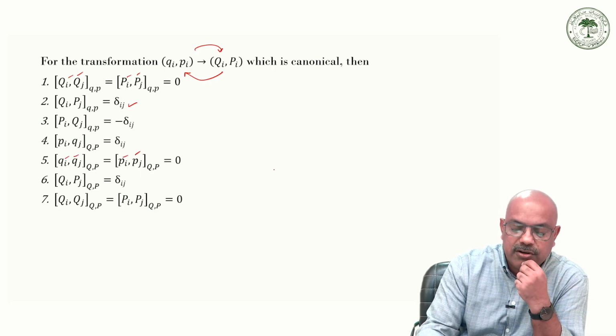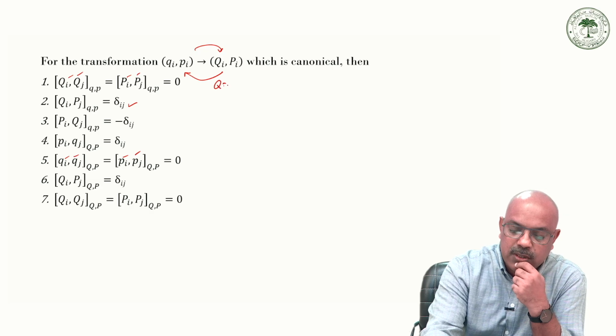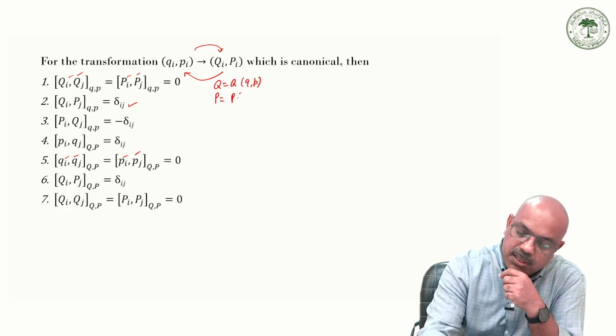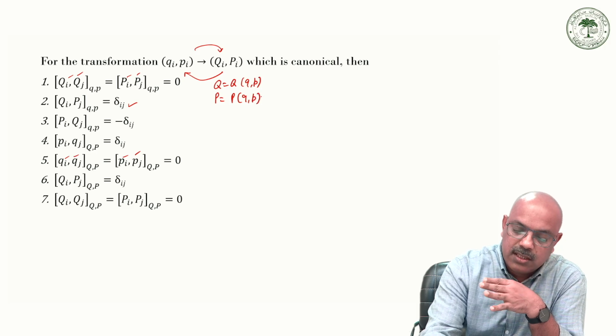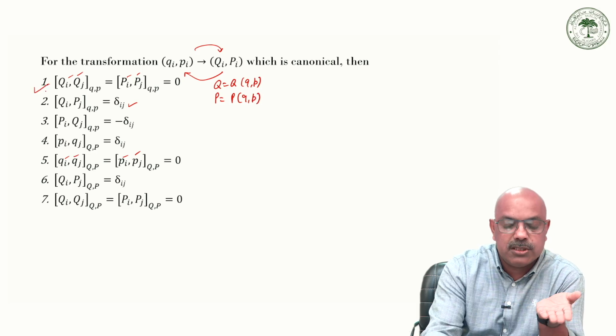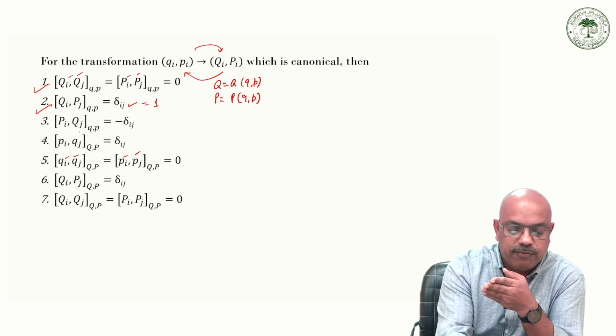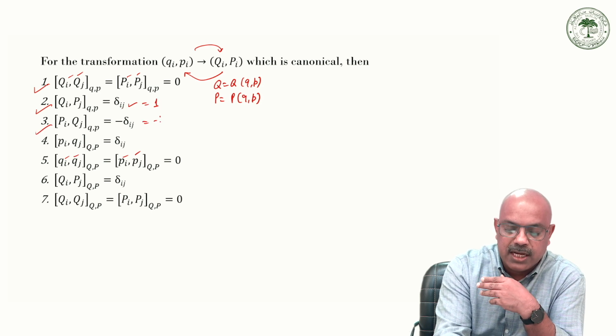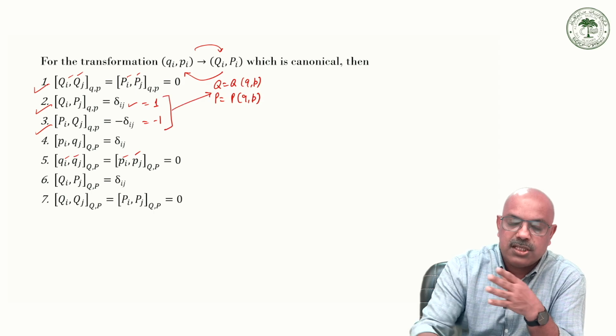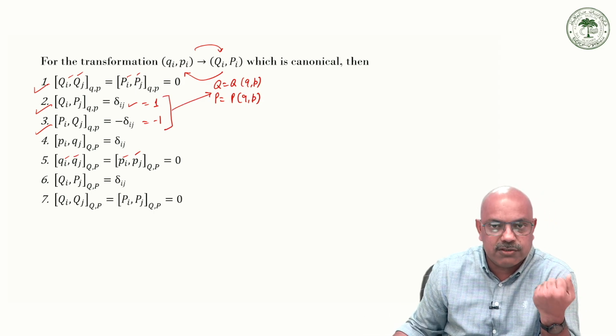So if I have been given the transformation of Q, that is Q depends upon q and p, and you have been given P, which depends upon q and p, then this [Q,Q] first will be 0, but the second has to be delta ij, that is going to be 1, or if you find out [P,Q], that is going to be -1. So if this follows, then this transformation is going to be the canonical transformation.